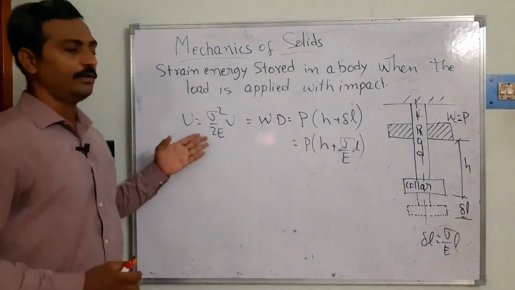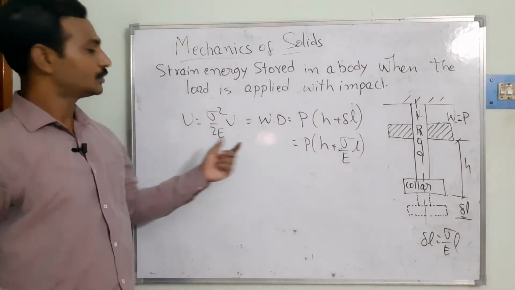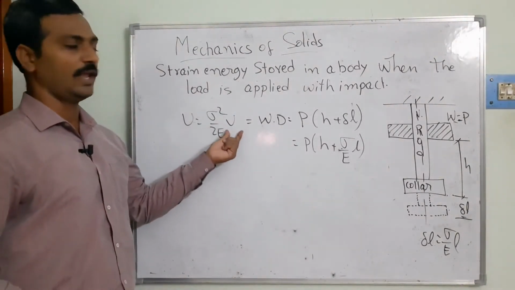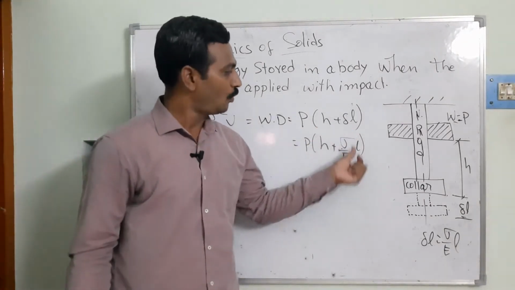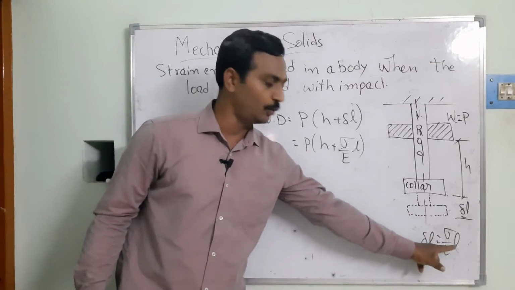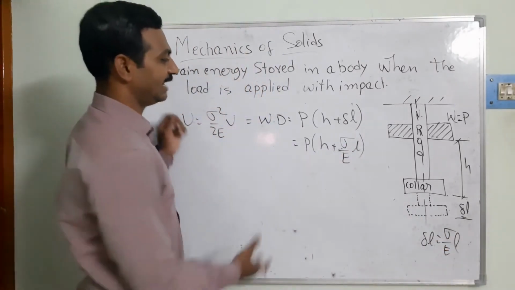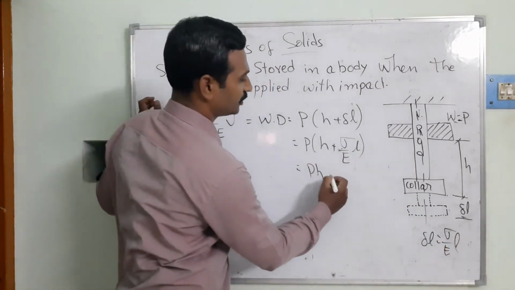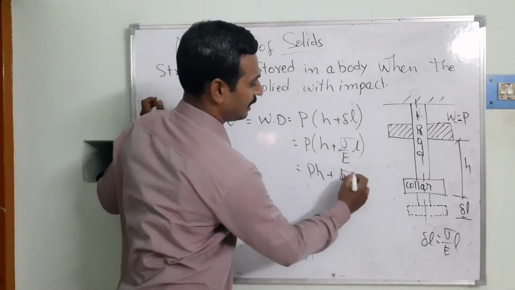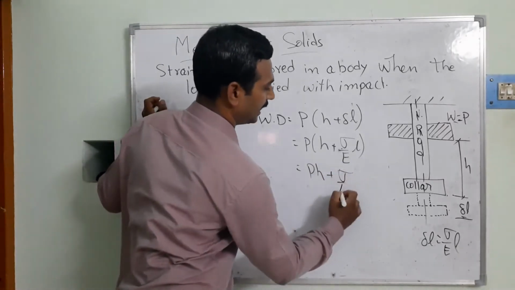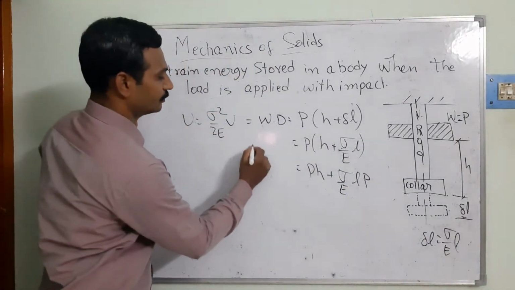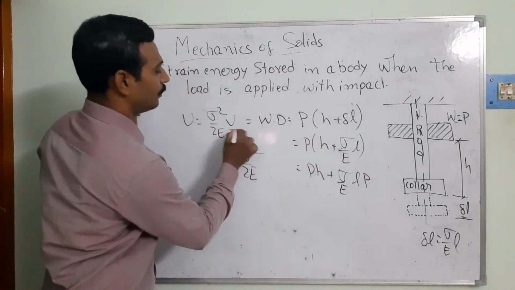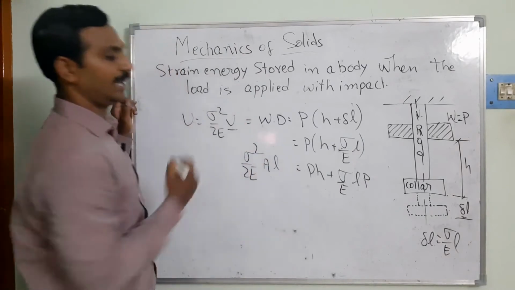Now we have equated equation 1 and 2. So this is sigma square by 2E into V, and P into (H plus del L), where del L is the displacement. Now del L is equal to sigma by E into L. I am going to simplify this equation: that's P into (H plus sigma by E into L), and this side is equal to sigma square by 2E, where the volume I am going to write as area into the length.